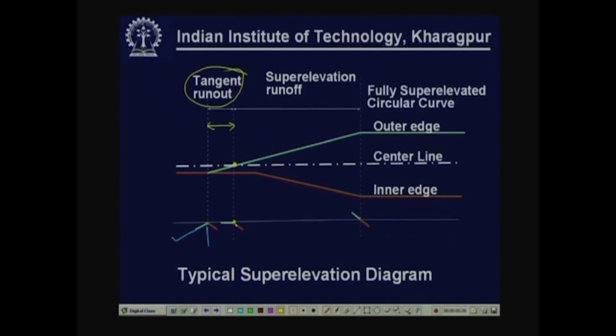Then from this portion, the outer edge is further rotated up to this point, and then the complete pavement is rotated with respect to the center line to attain the required super elevation. So, finally, at the beginning of the circular curve, the section looks like this. This portion of the length is known as the super elevation runoff.